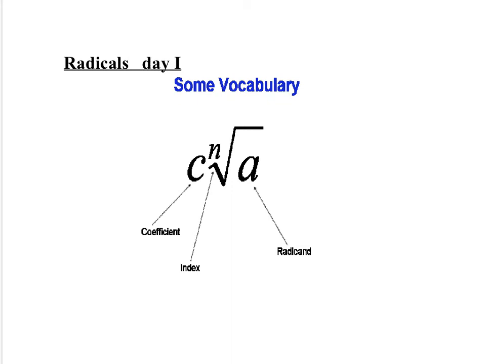So if I have something like 3 square root of 5, 5 would be my radicand. That's the number inside the radical. This 3 right here is my coefficient, so I have 3 square roots of 5. Implied here, if nothing's written, is the number 2. That means it's the square root, or the second root. If we don't see a little number written there, we can assume it is the square root.